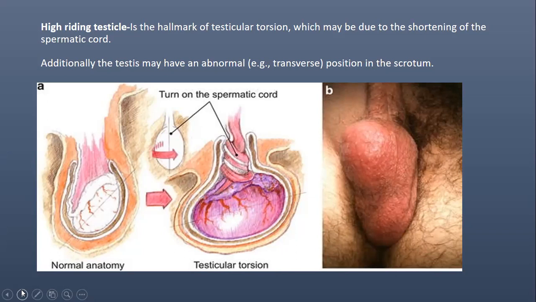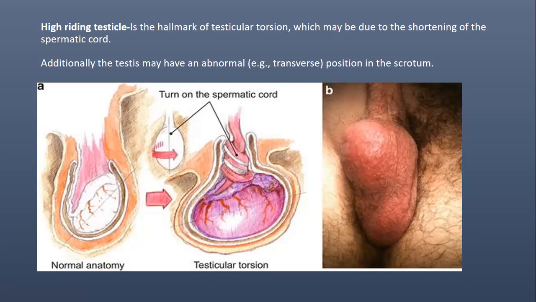However, as you can see on image A on the left, the normal testis lies in a certain way, and you can see how it's lying. But in testicular torsion, the position has changed. It has become abnormal. That position you're seeing on the left of image A has now changed to an oblique line. It's more horizontal or oblique in the testis. So that is also one of the hallmarks of testicular torsion, that the testis changes position.